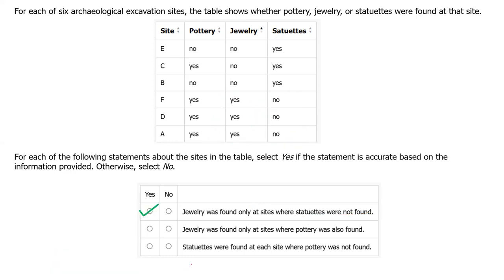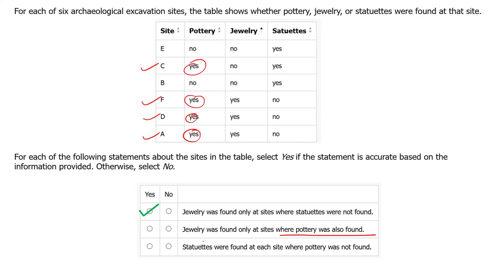Okay, now let's come to the second one. Jewelry was found only, again, the word only, at sites where pottery was also found. So what would we look at first? Pottery, very nice. So where was pottery found, by the way? C, F, D, and A, right? This is where pottery was found.